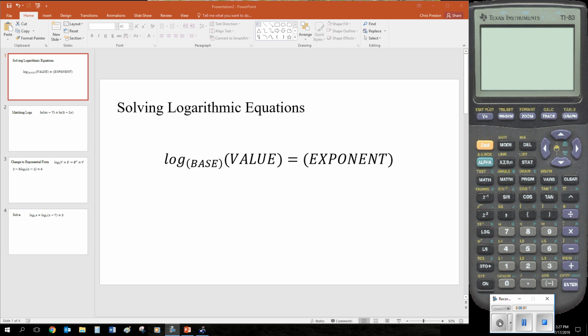All right, we're going to look at solving logarithmic equations. For the most part, these are going to be set up in this format: log base value equals exponent. If it is not in this format, we're going to turn it into this format. Our variable is going to be located in this value expression. So let's look at some problems and a couple of different approaches to solving them.